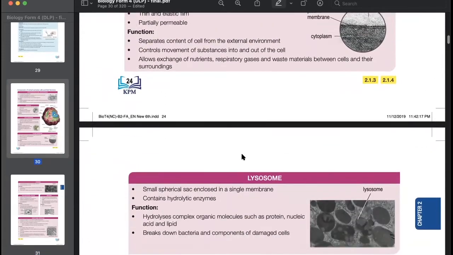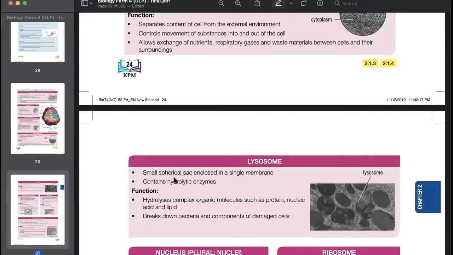Awak tengok lysosome ni. It is a small spherical sac enclosed by a single membrane. So maksudnya ini lysosome. Okay, dalam lysosome tu ada apa? Ada hydrolytic enzyme. Okay, so inside lysosome you can find enzyme. Why there is enzyme in lysosome? Okay, kita tengok ni. It hydrolyzes a complex organic molecule such as protein, nucleic acid, and lipid, and breaks down bacteria and component of damaged cell. So dalam lysosome ni adanya enzyme. So that enzyme will be used to break down bacteria ataupun damaged cell. Itulah awak kena tahu ni.